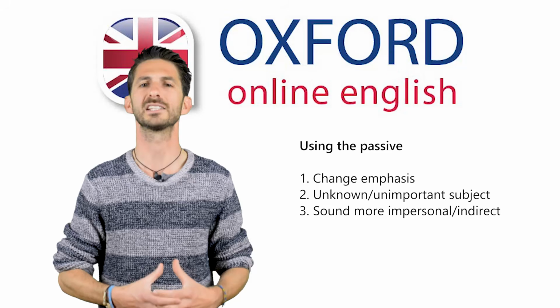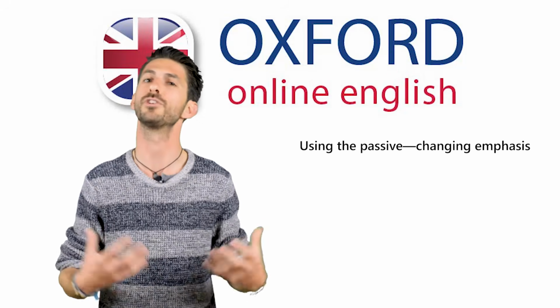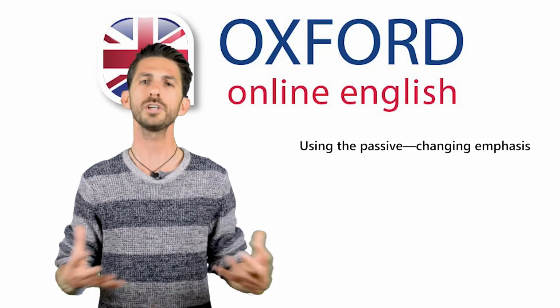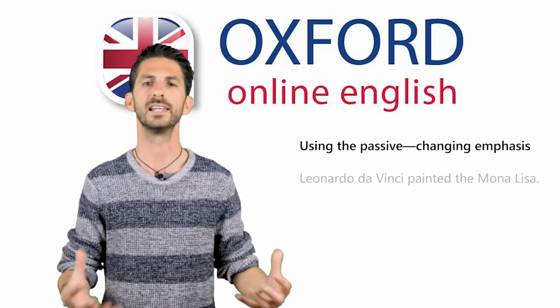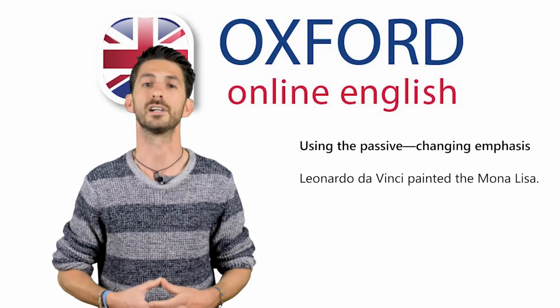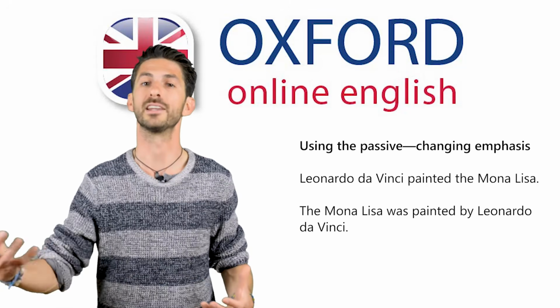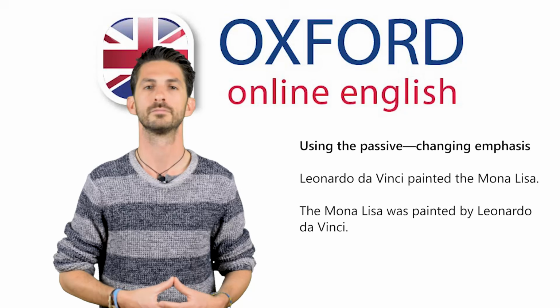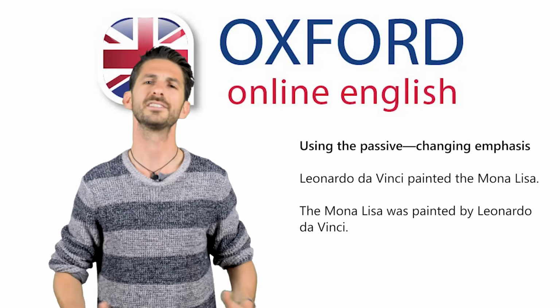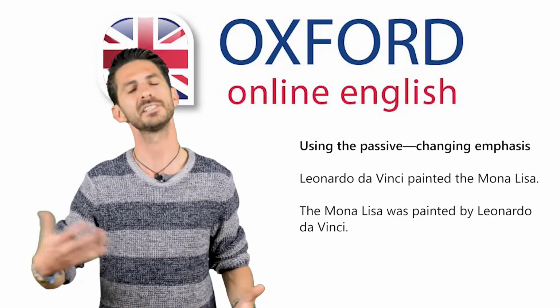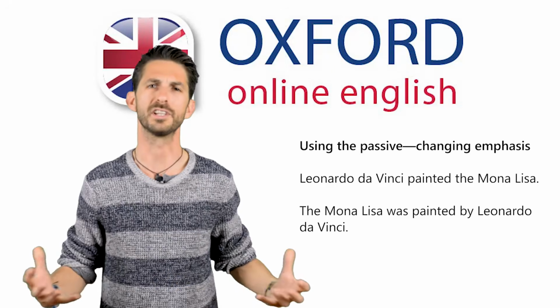First, use the passive voice to change the emphasis of your sentence. Look at 2 sentences. Leonardo da Vinci painted the Mona Lisa. The Mona Lisa was painted by Leonardo da Vinci. The first sentence is active and the second is passive. What's the difference?